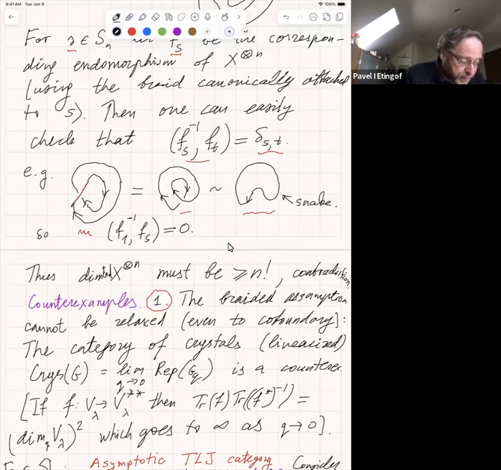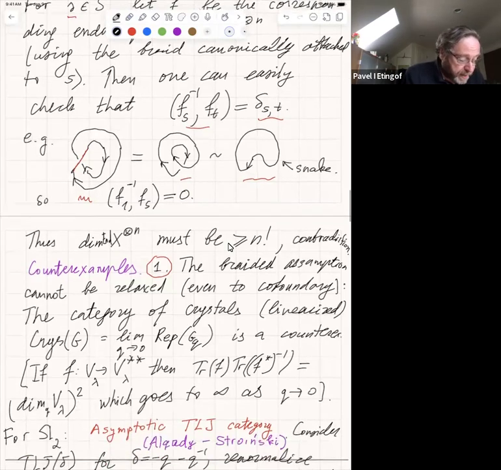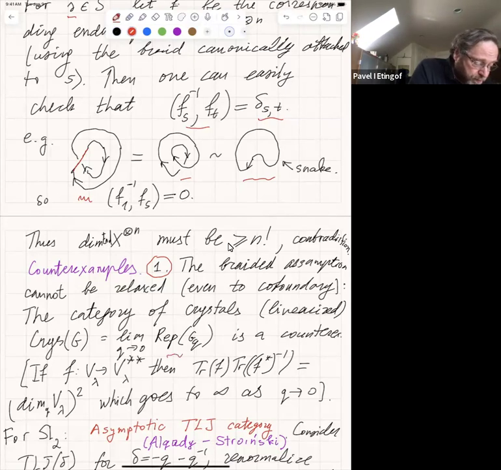So the example is the category of crystals, let's say, of a simple group G, which is basically the limit when Q goes to 0 of the representation category of the quantum group G_Q. The representation category of G_Q is braided and therefore co-boundary by the Drinfeld construction, where you take the braiding times the square of the braiding to the power minus 1/2, and it gives you a co-boundary structure. When you take the limit Q goes to 0, the braided structure gets destroyed, but the co-boundary structure survives if you take the limit in the right way, which is not completely trivial.